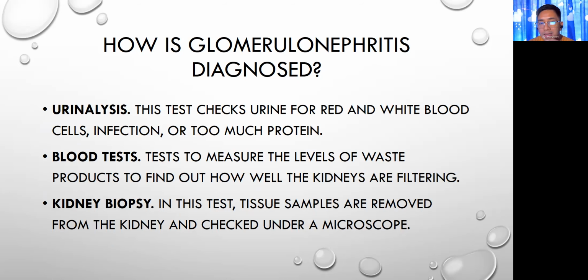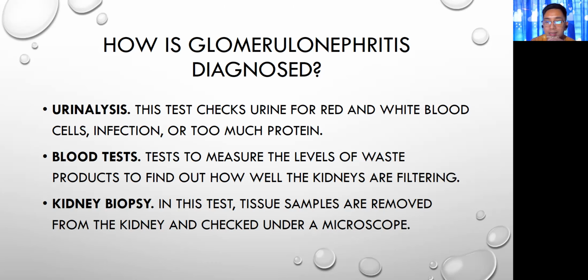So how is this disease diagnosed? We have 4 tests to be presented here as part of the diagnosis of glomerulonephritis. The first one is, of course, the urinalysis. This test checks urine for red and white blood cells, infection, or too much protein. So they will have to find out if there is the presence of red blood cells or hematuria as a result, and too much protein or proteinuria in your urine.